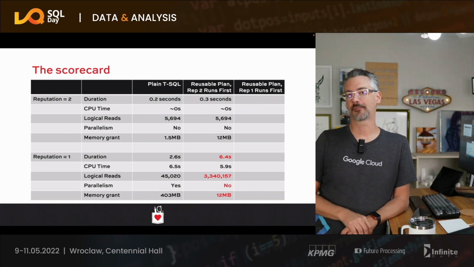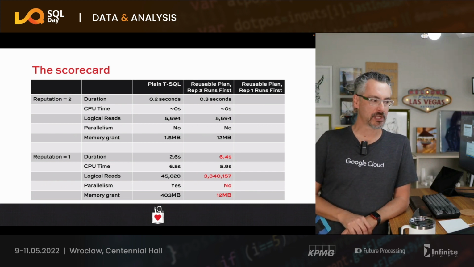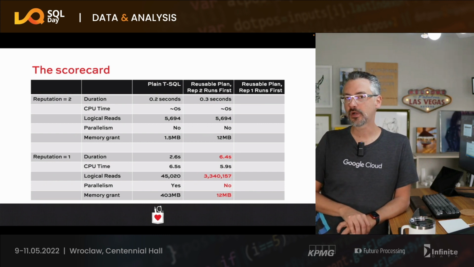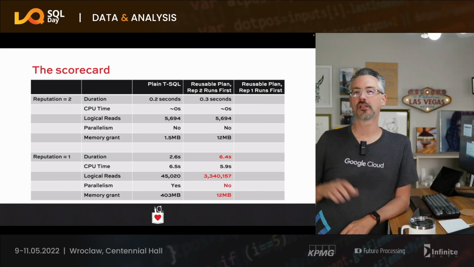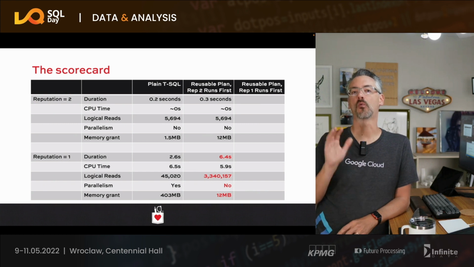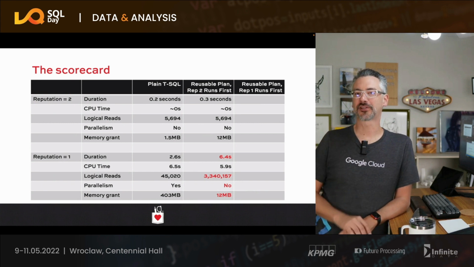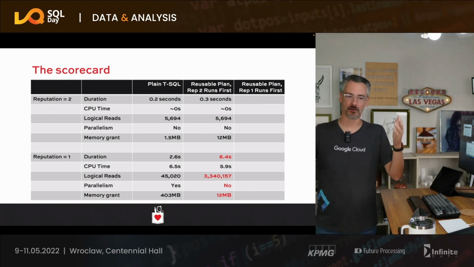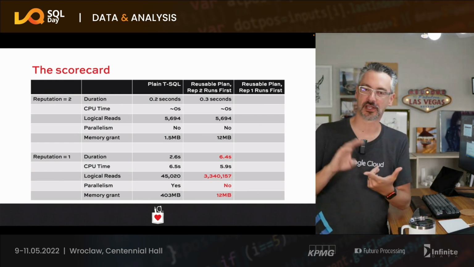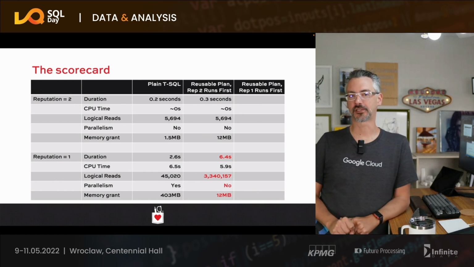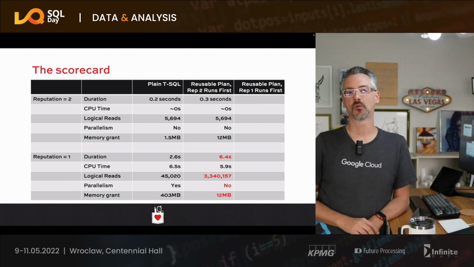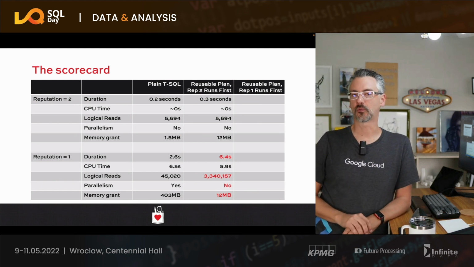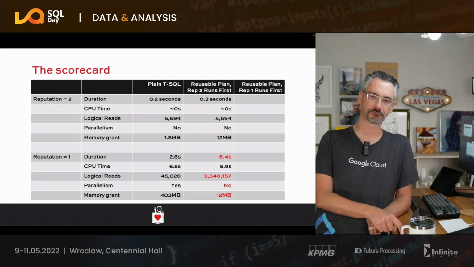This is a pretty crappy scorecard because reputation equals 1, when it runs after reputation equals 2, almost all of its metrics get worse. The only metric that doesn't get worse is CPU time, and that's not something that end users care about. All users care about is things like duration, and duration got twice as bad. Logical reads got way worse. Our memory grant was way smaller because we reused reputation equals 2's plan.